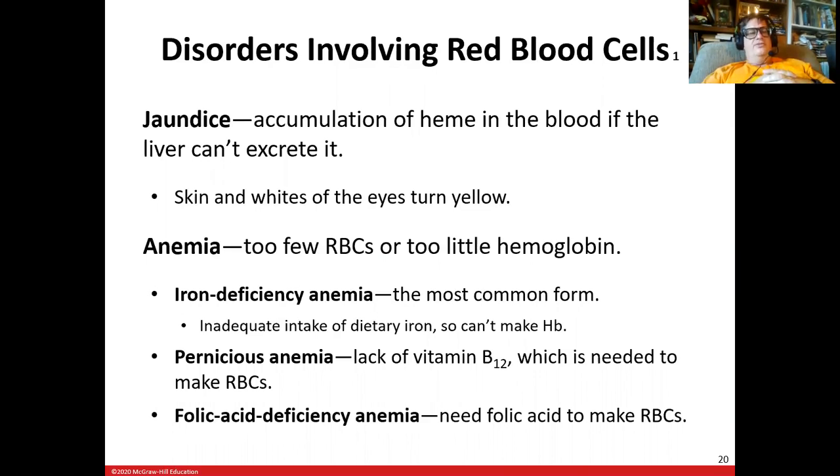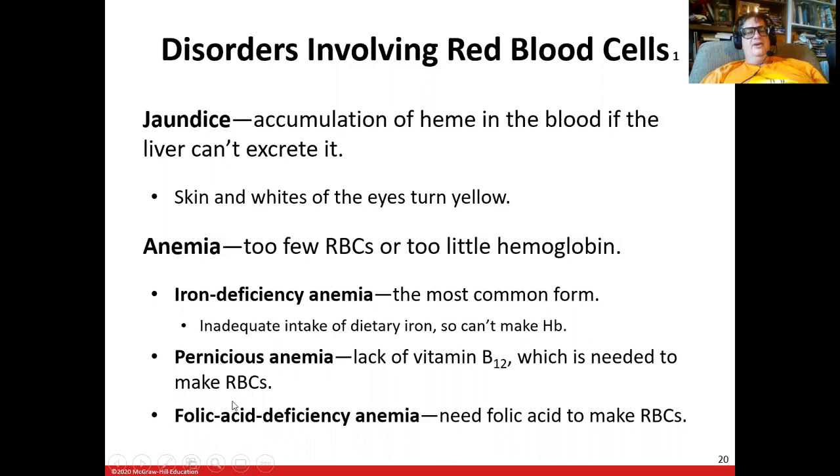Disorders involving red blood cells. Jaundice. That's that yellow hue you might have seen around a bruise, where you have the black and blue in the middle of the bruise, and then around it you have this big yellow. If it goes extreme enough, it's not just skin; the whites of the eyes could turn yellow. That's the red blood cells out of the blood and in the tissues.